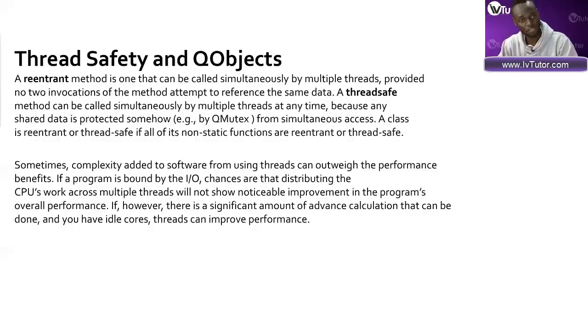A thread-safe method can be called simultaneously by multiple threads at any time because any shared data is protected somehow, e.g. by using a mutex. Now, a thread-safe function is saying it's possible for those functions to share data, but we've got measures in place to make sure that even though they are sharing, nothing will go wrong.